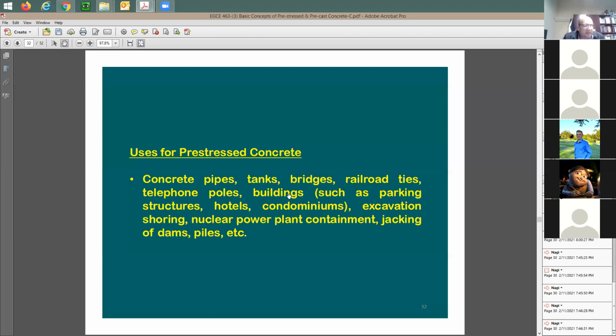Also piles. I don't know if this is written there, but usually piles, yes, piles. Pre-stressed piles are very famous, especially when you put the pile in the ground and you'd like it to be free of cracks. This is a very good thing, because if you have chlorides, they are not going to attack the reinforcing if there are no cracks.